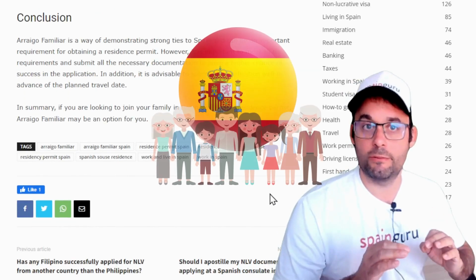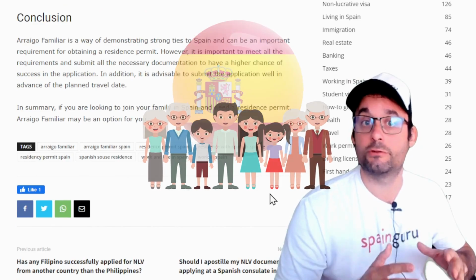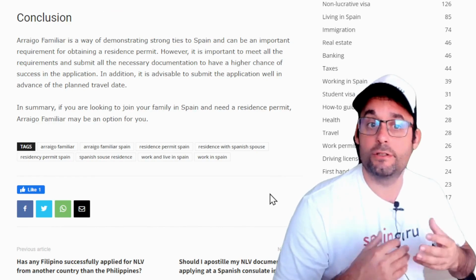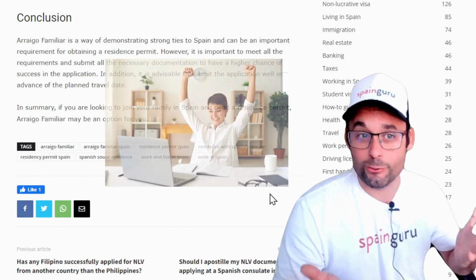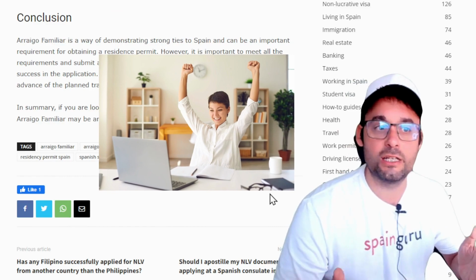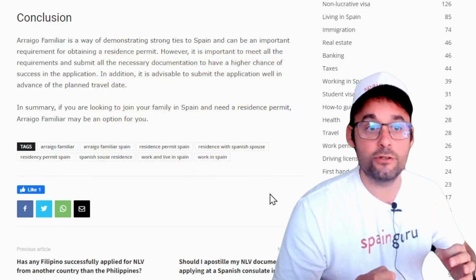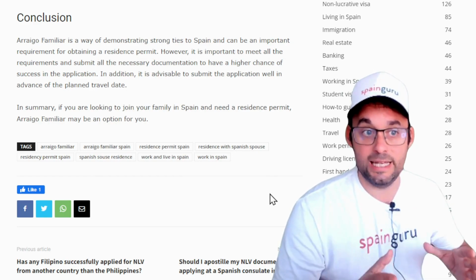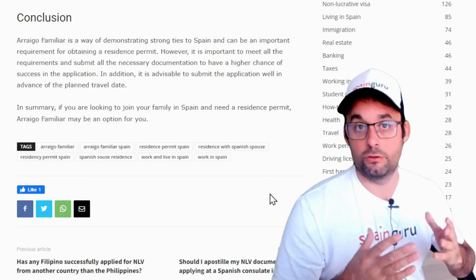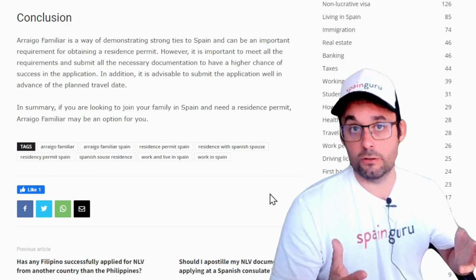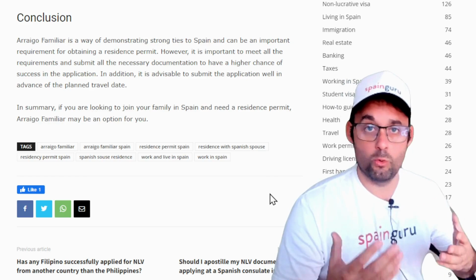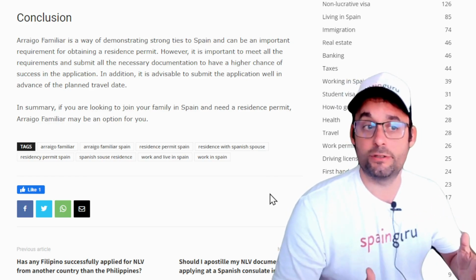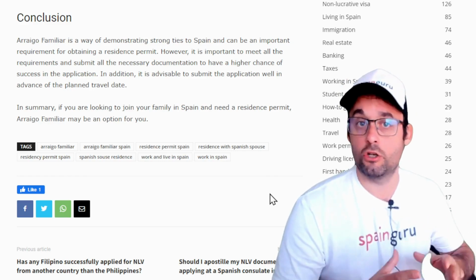Conclusion: Arraigo Familiar is a way of demonstrating strong ties to Spain and can be an important requirement for obtaining a residence permit. However, it is important to meet all the requirements and submit all the required documentation to have a higher chance of success in the application. In addition, it is advisable to submit the application well in advance of the planned travel date. That's when we are talking about the reunification visa, because of course you have to apply for Arraigo Familiar once you are in Spain. In summary, if you are looking to join your family in Spain and need a residence permit, Arraigo Familiar may be an option for you.